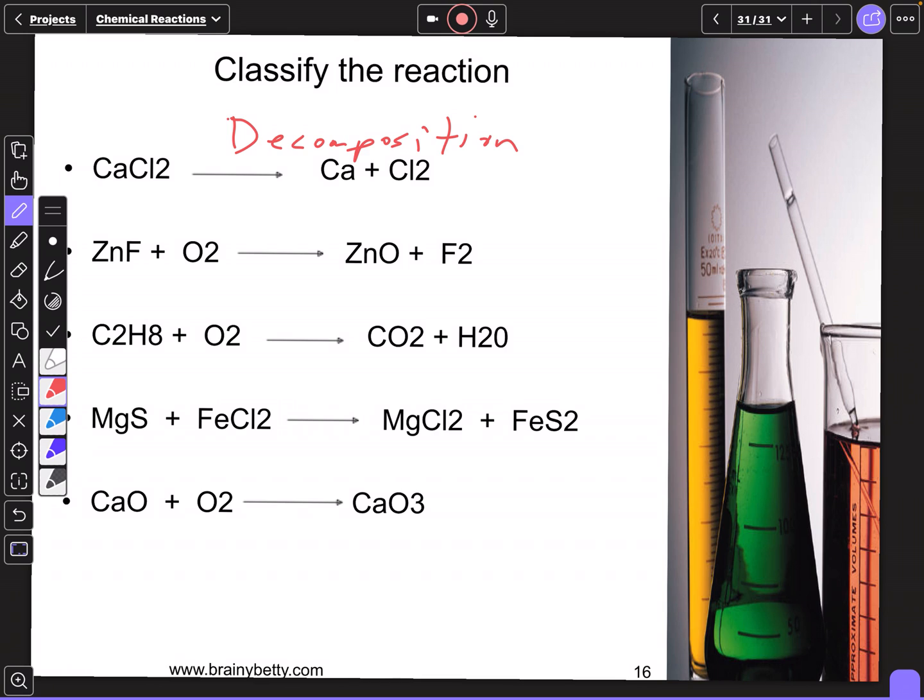And then the next example, we have zinc fluoride plus oxygen gas produces zinc oxide plus fluorine gas. Well, I know it can't be synthesis because synthesis only has one product. Decomposition only has one reactant, and I got two reactants here. So it'll only be one of the others. Well, if I look, I have a compound plus an element, oxygen, and it produces a compound plus an element, and that can only be single replacement. So I can write SR for single replacement.